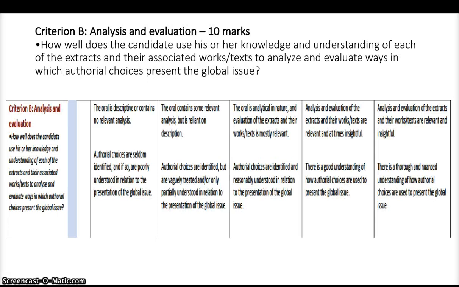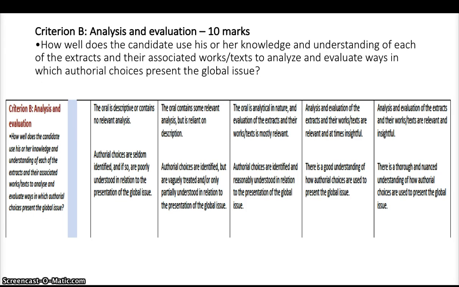Criterion B, analysis and evaluation. The bullet point says, how well does a candidate use his or her knowledge and understanding of each of the extracts and their associated works or texts to analyze and evaluate ways in which authorial choices present the global issue? You could basically summarize this as: what authorial choices do you see that help present the global issue in the extracts or in the texts?